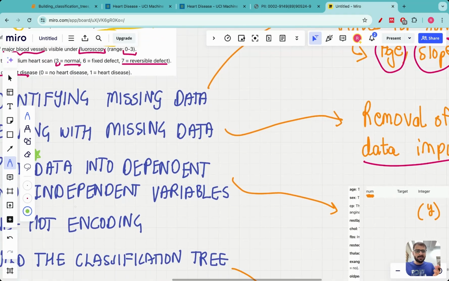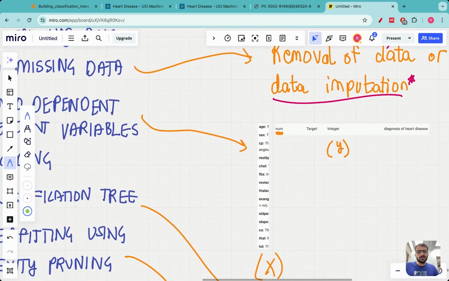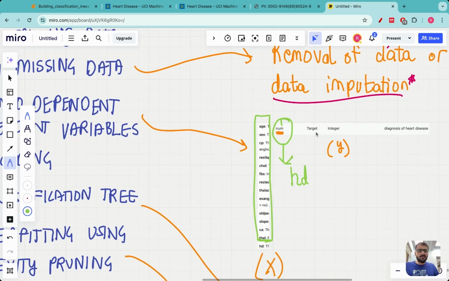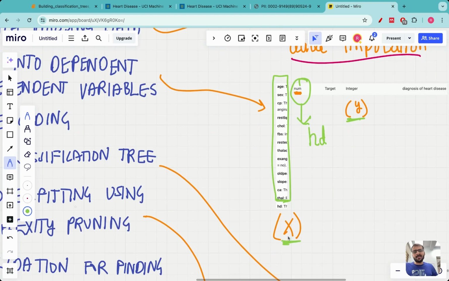So first let me explain this step on the whiteboard before actually moving to the coding part. We have 13 variables which are the independent variables, which are the x data which will be used to make the prediction. And this one variable which is now called hd, that is the y data. This is basically whether the person has the heart disease or not. And this is just one variable. So that is the y data. And all my 13 variables are going to be the x data.